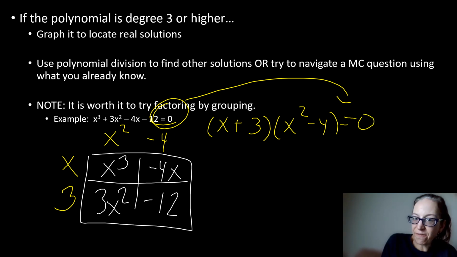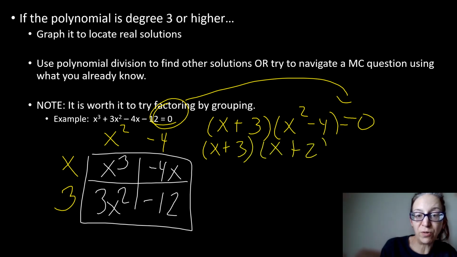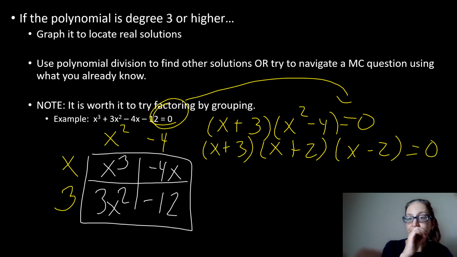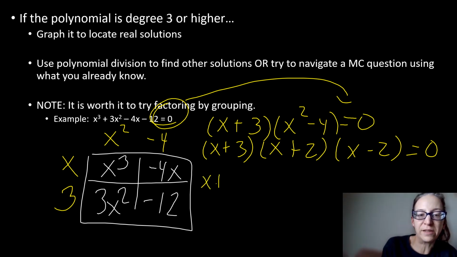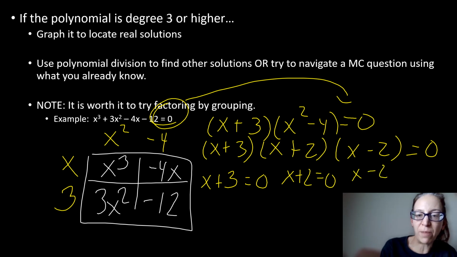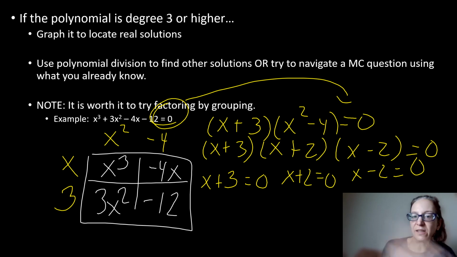But I can factor x squared minus 4 further, and that would give me x plus 2 and x minus 2. And then we can use the zero product property. So if I have, in this case, 3 things multiplied together and the product is 0, then one of those has to be 0. And that's why you want to know the zero product property. You don't just want to be memorizing shortcuts, because the zero product property works for more than 2 things.